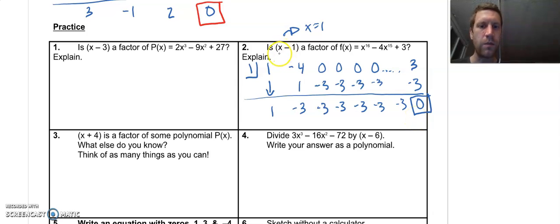So now let's answer that question. Is x minus 1 a factor? Well, we said if the remainder is 0, then it is a factor. So yes, x minus 1 is a factor.